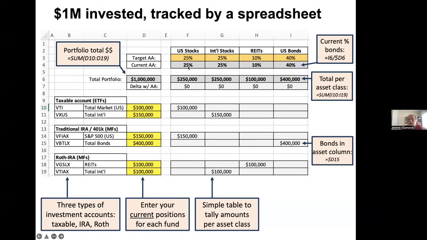So if we take the current total, let's say cell I6, 400K, and I divide by the current total portfolio, 400K divided by 1 million equals 40%. So yeah, I am right on target. Okay, so that's actually pretty much all there is for my little spreadsheet.